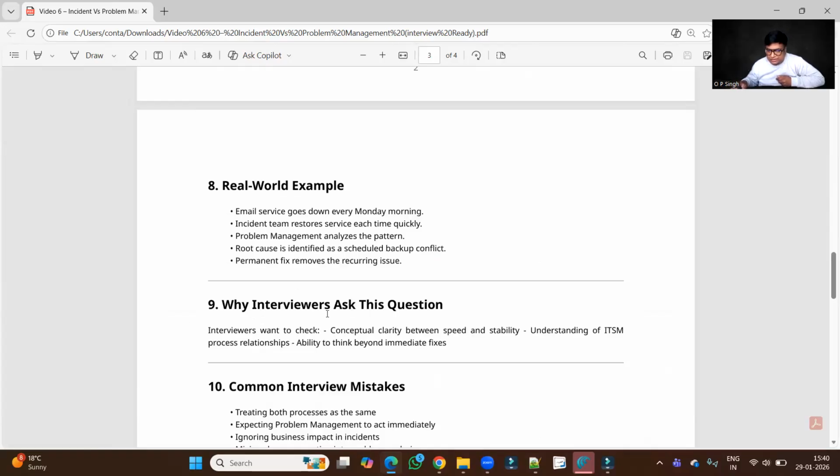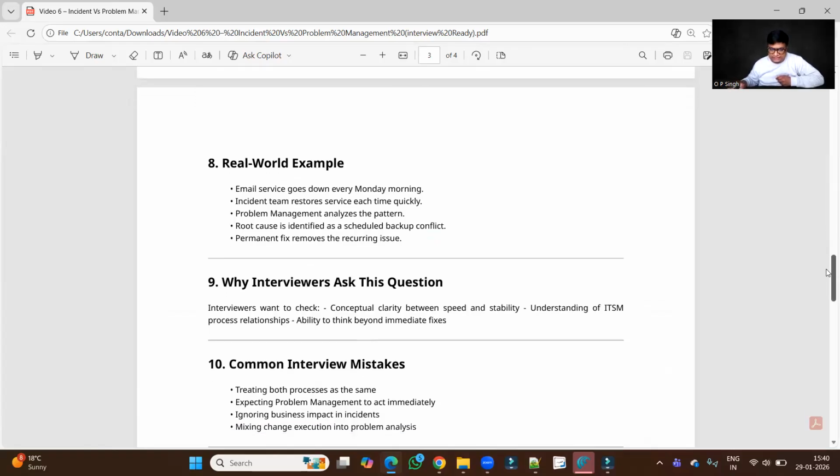So why do interviewers ask this question? They ask it for conceptual clarity between speed and stability. They want to know whether you understand ITSM process relationships or not. They want you, when you work in their team in future, to think out of the box and provide immediate fixes. That's why this is very important.